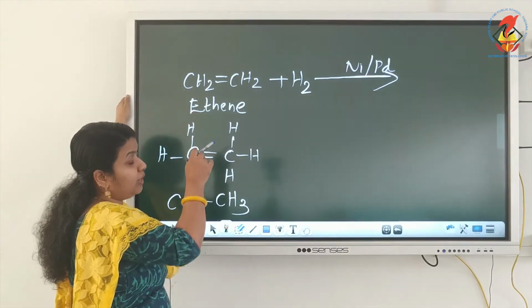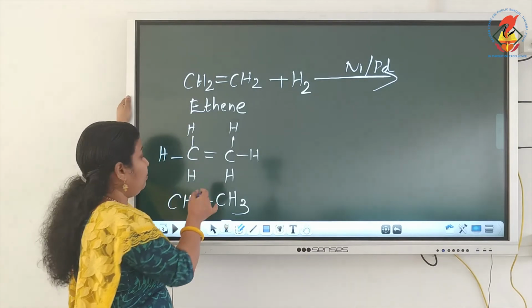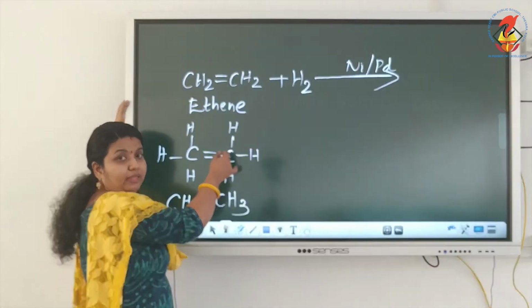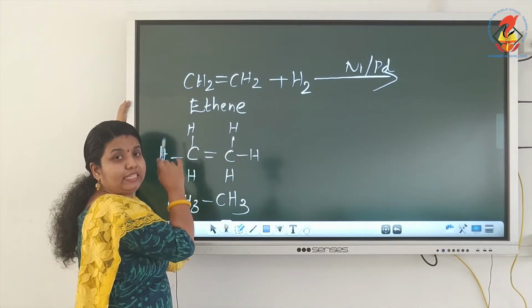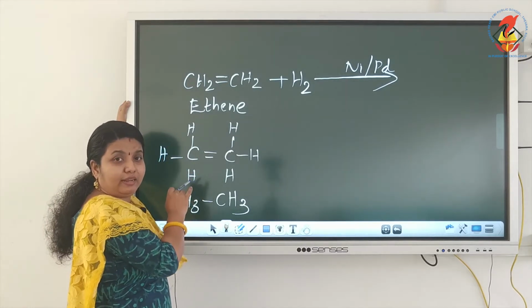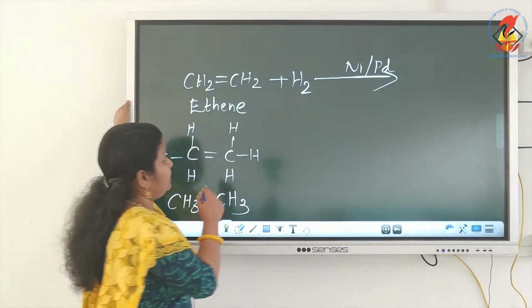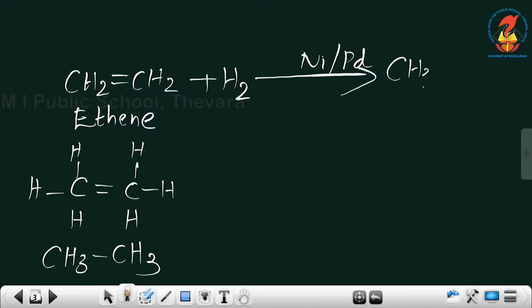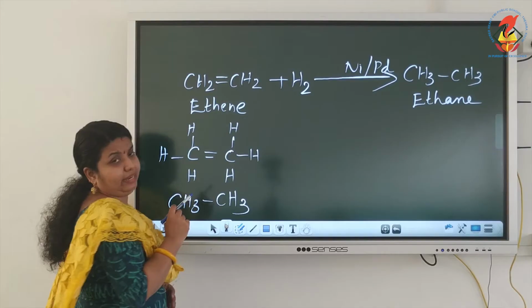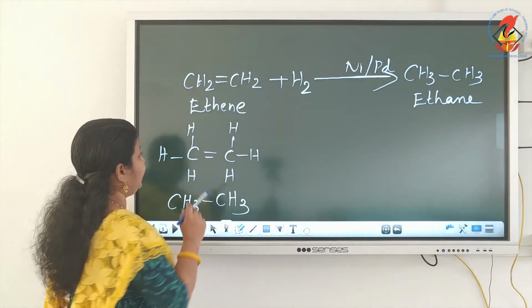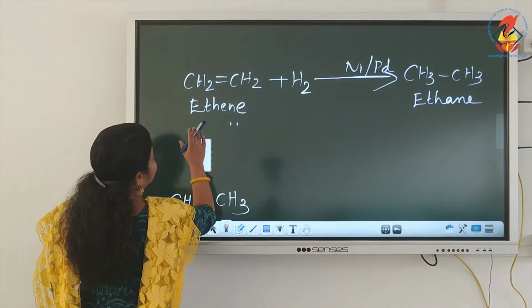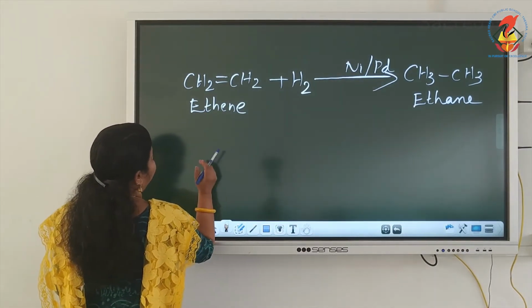Okay. Out of the 2 hydrogen atoms in the hydrogen molecule, one adds on the first carbon and the other adds on the second carbon, making it CH3, CH3. So, the double bond naturally changes to single bond. So, what do you get? CH3 single bond CH3. The name of this compound is ethane. So, ethene changes to ethane. Unsaturated compound changes to a saturated compound.